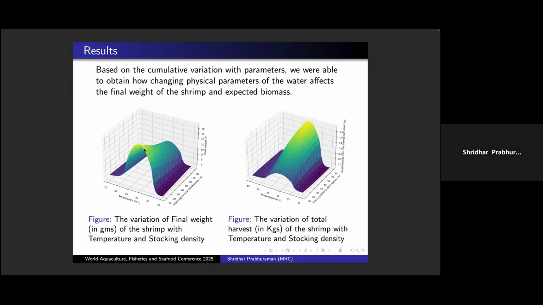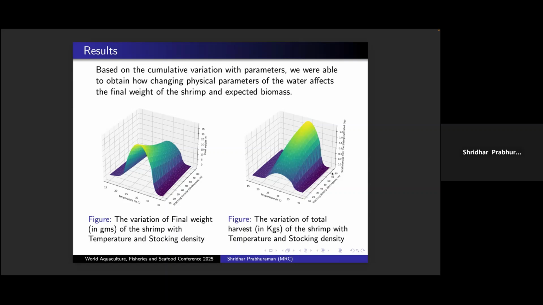I mean, that's something that is theoretically well established. The lesser the stocking density, the better it is for the shrimp, the more space it has to grow. The other aspect is the temperature, stocking density, and the total biomass. The total biomass is essentially the overall biomass present for all the shrimps in the pond at the end of the cultivation.